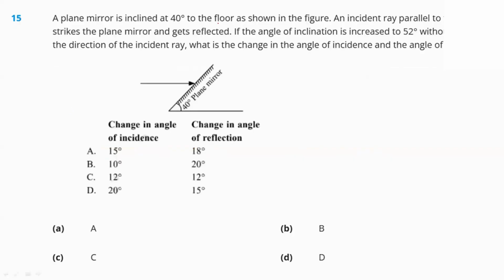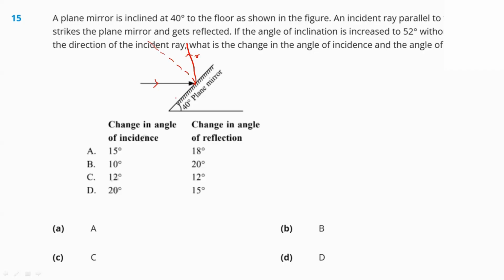Next, a plane mirror is inclined at 40 degrees to the floor as shown in the figure. An incident ray parallel to the floor strikes the plane mirror and gets reflected. If the angle of inclination is increased to 52 degrees without changing the direction of the incident ray, what is the change in the angle of incidence and the angle of reflection? So first of all, we have to find the angle of incidence and angle of reflection, for which we have to draw the diagram. This is the incident ray, and this is the reflected ray, and then we draw a normal at the center.